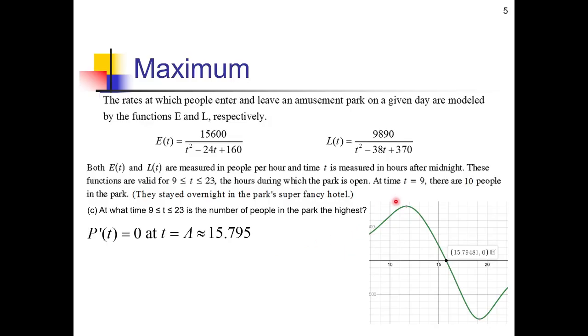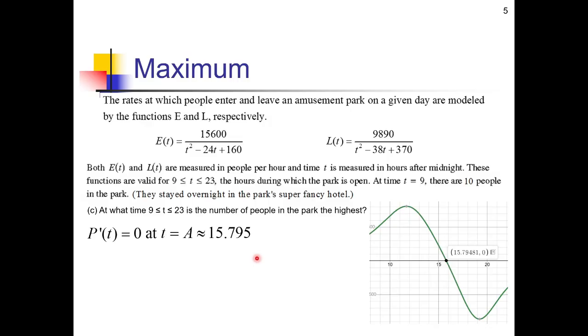I only have a single critical value, and since P prime is changing from positive to negative, that is going to be a local max, which means this is also going to be an absolute max since there's no other critical values.